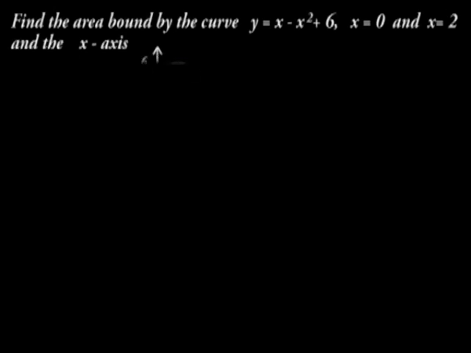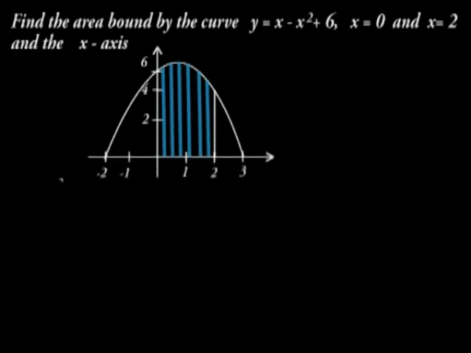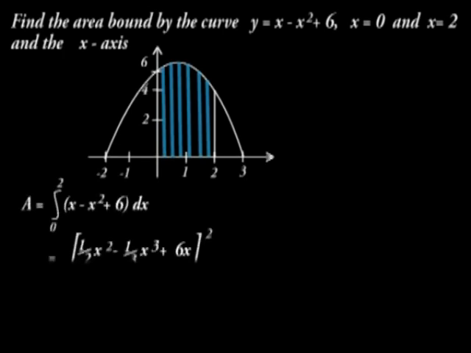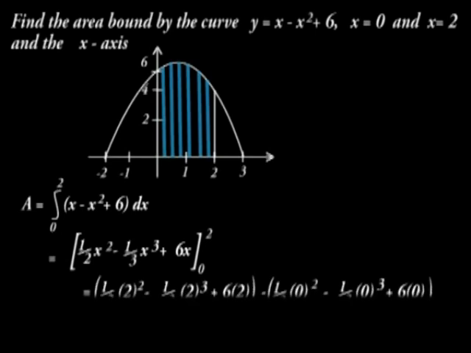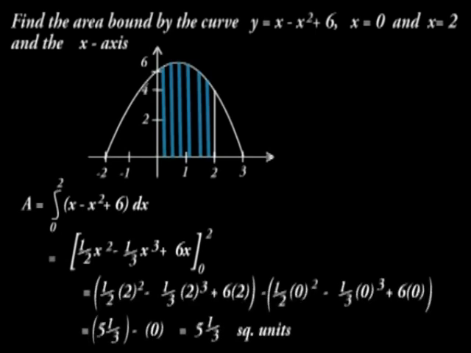We can sketch the curve as shown below. The shaded region is the required area. A is equal to the integral of x minus x squared plus 6 with respect to x from 0 to 2. Substituting the values, we end up with 5 and 1 over 3 square units.